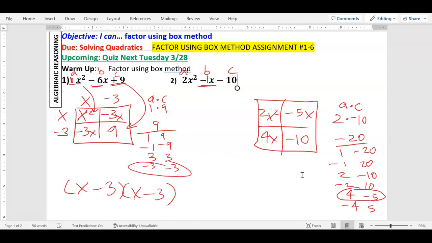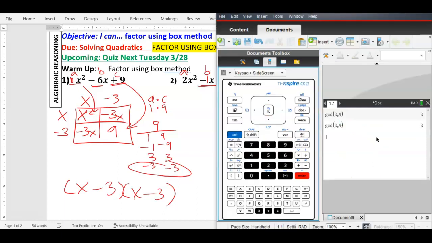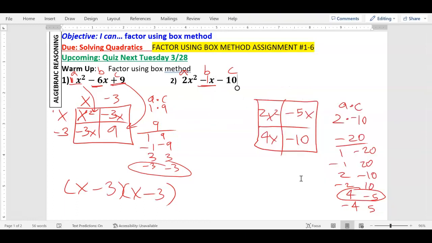Let's factor. What goes into 4 and negative 10? I'm going to press menu 2-5, and we'll press 4, 10. It is 2. Good job. 2 goes into 4. 2 goes into 10. That's the biggest number that goes into both of them, okay? Since the edge is positive, I'm going to put a positive 2 right here.